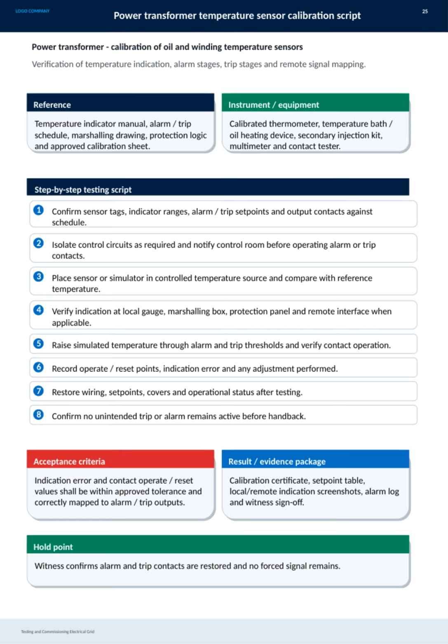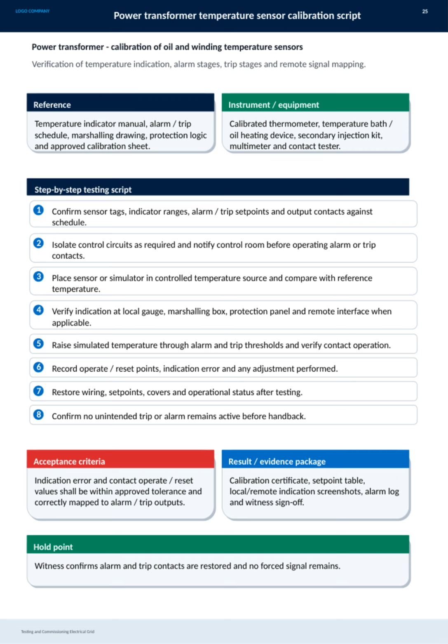Next, the sensor or simulator is placed in a controlled temperature source and compared to a reference thermometer to ensure accuracy. We then verify indications across various points including local gauges, marshalling boxes, protection panels, and remote interfaces if present. We simulate temperature increases through alarm and trip thresholds to check contact operation and carefully record all operate and reset points, indication errors, and any adjustments made.